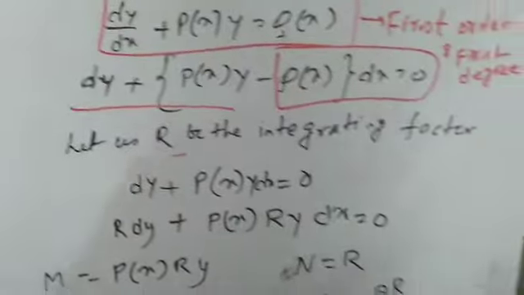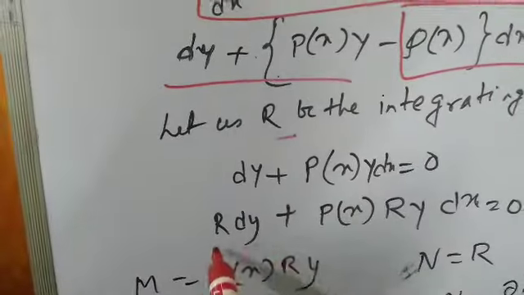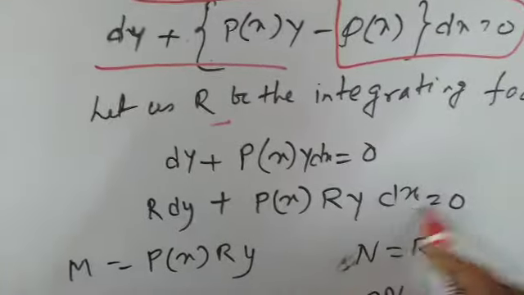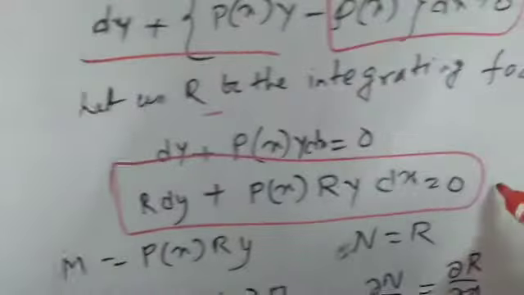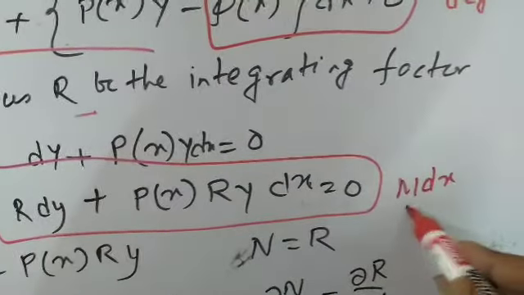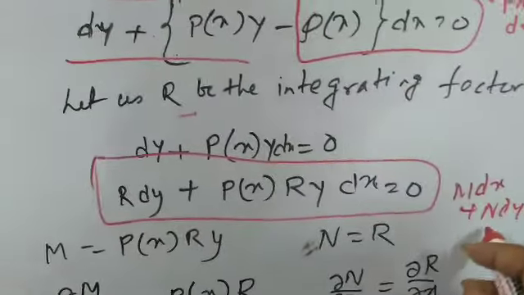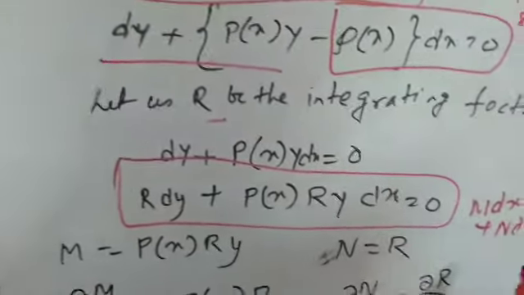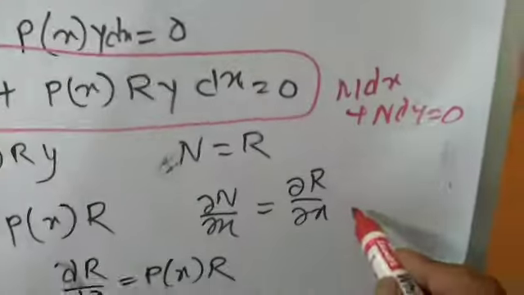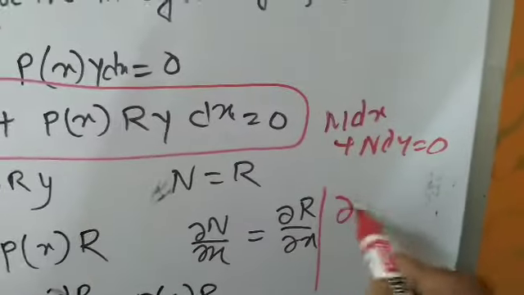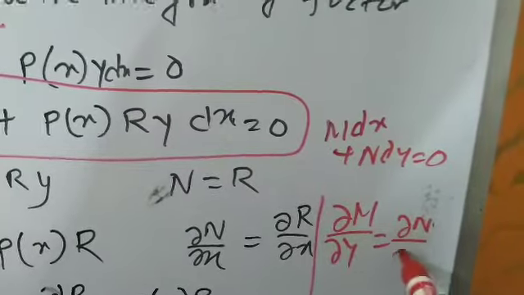Okay, let us try to find the value of r. If we multiply by r, what do we get? r dy + P(x)ry dx = 0. Now this will be in the form M dx + N dy = 0, and this will be an exact equation after multiplying by the integrating factor if ∂M/∂y = ∂N/∂x.